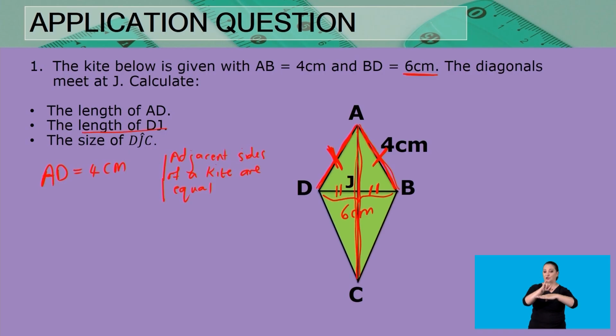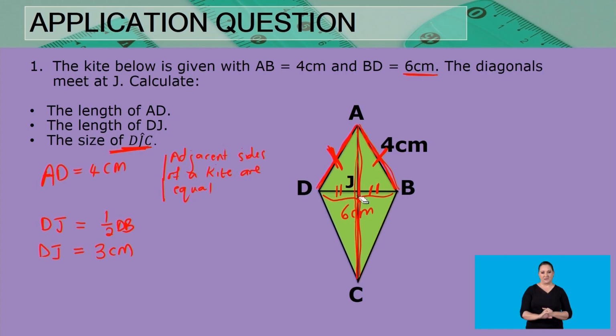So what does this mean? This means that DJ is equals to half of DB. So this means that DJ will be equals to 3 centimeters. And that is because we know that the diagonal that is the line of symmetry, it bisects the other diagonal in a kite. Let's move on to the last question, and that is the size of DJC.